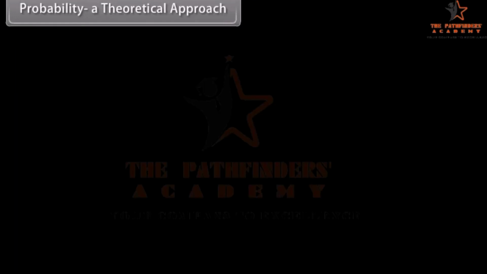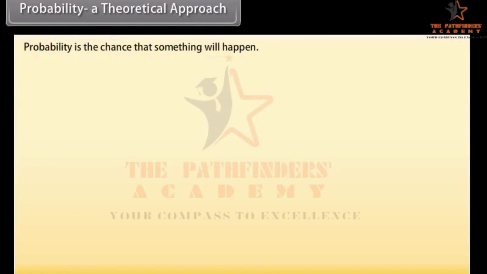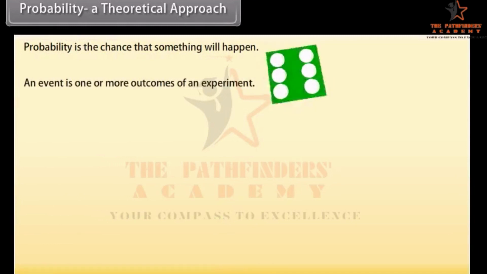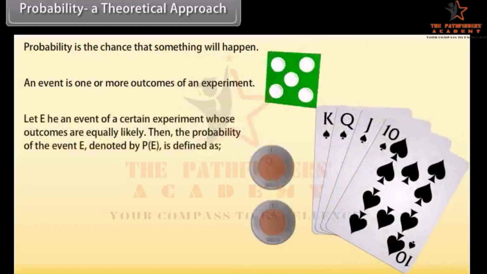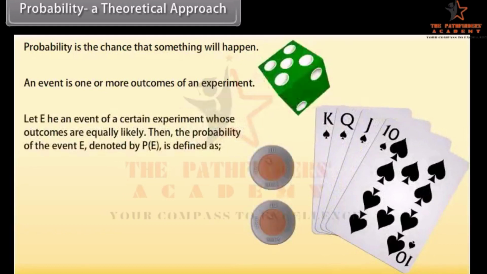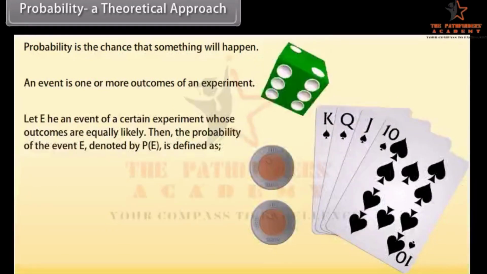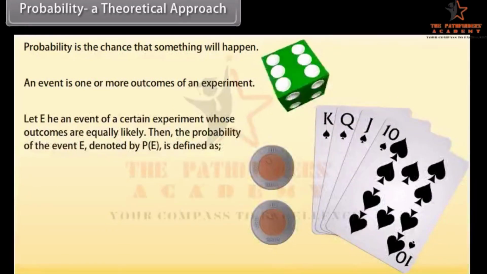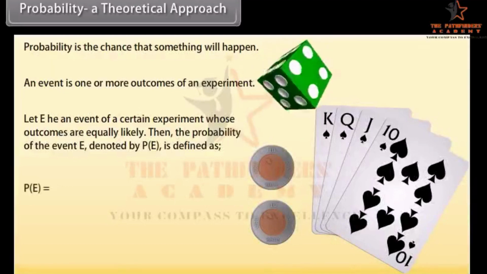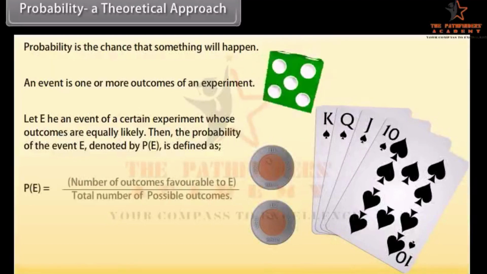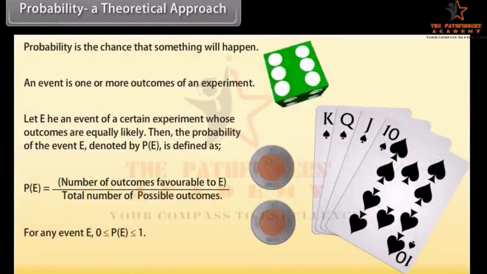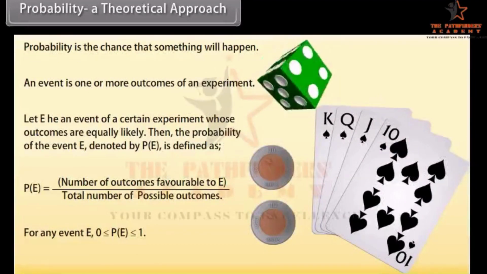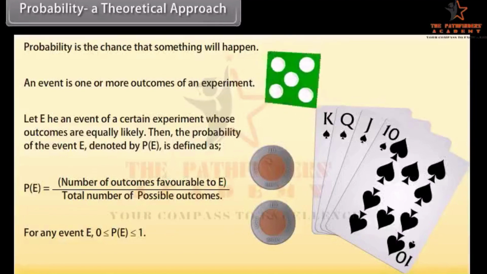Probability, a theoretical approach. Probability is the chance that something will happen. An event is one or more outcomes of an experiment. Let E be an event of a certain experiment whose outcomes are equally likely. Then the probability of event E, denoted by P(E), is defined as P(E) equals number of outcomes favorable to E by total number of possible outcomes. For any event E, 0 is less than or equal to P(E) which is less than or equal to 1.